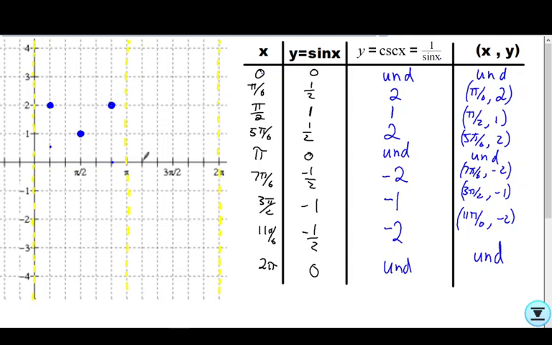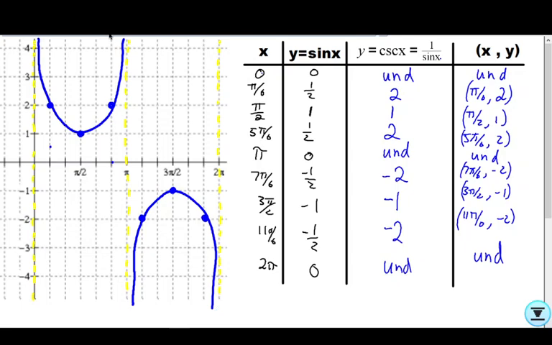Then at 7 pi over 6, we're at negative 2. 3 pi over 2, negative 1. 11 pi over 6 is at negative 2. And it looks like this. So again, using our idea from rationals, we don't have an x-intercept here. There are no x-intercepts, so this first part has to go like this. Same thing with the second part, in between these two asymptotes. Again, it looks like what we did with rational functions. And this is what cosecant looks like.